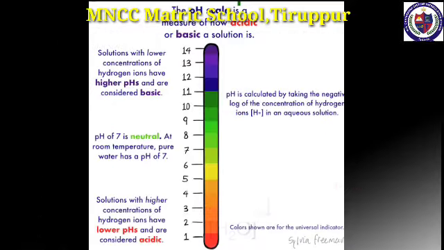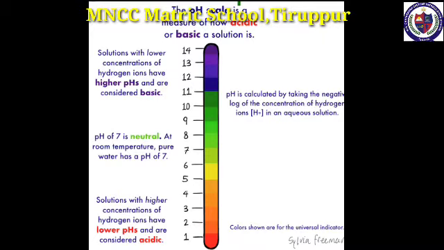Next we move to pH scale. The pH scale is a measure of how acidic or basic a solution is. pH is calculated by taking the negative log of the concentration of hydrogen ions in an aqueous solution. Solutions with a lower concentration of hydrogen ions have higher pH and are considered basic. pH of 7 is neutral.